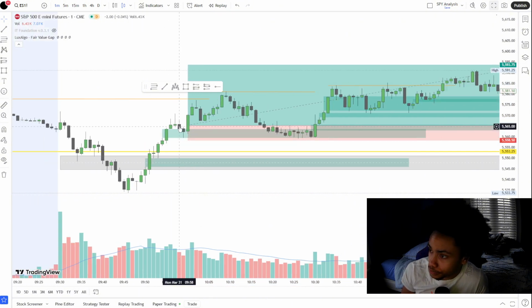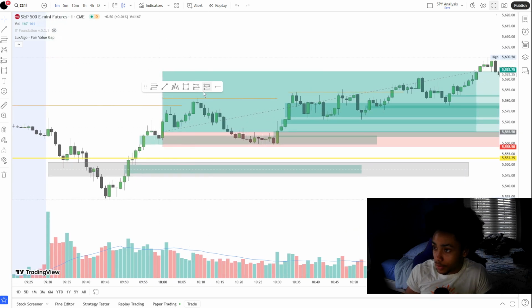So boom, we let this play out. And how to manage your position, this is key. There are multiple ways you could do it. Everybody, this is a preference, but I feel like for beginners, this is the safest way to manage your positions in trading. So we went long off this fair value gap.